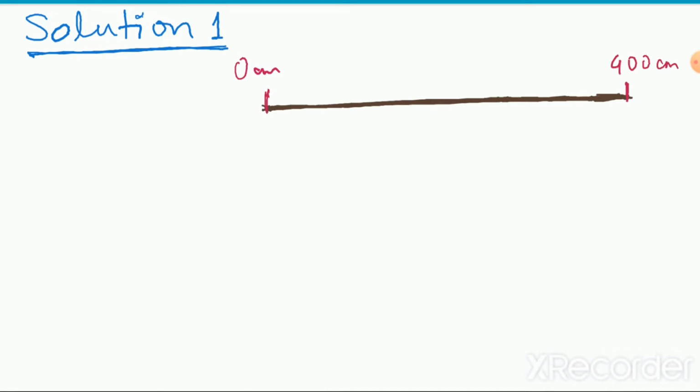So it has been supported at the 125 centimeter mark, so it's less than half. If I consider the middle point to be this, then half of 400 is 200, and half of 200 is 100 centimeter. So 125 centimeter would be slightly on this side. Let us consider this is the 125 centimeter mark. Here it has been supported, or you can say balanced.